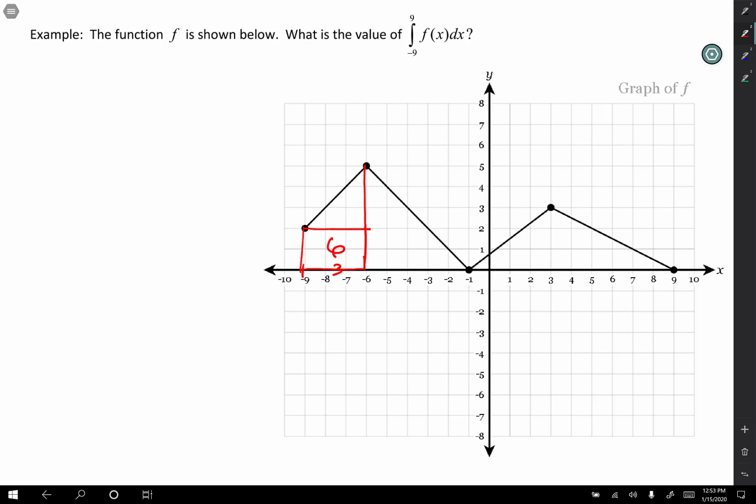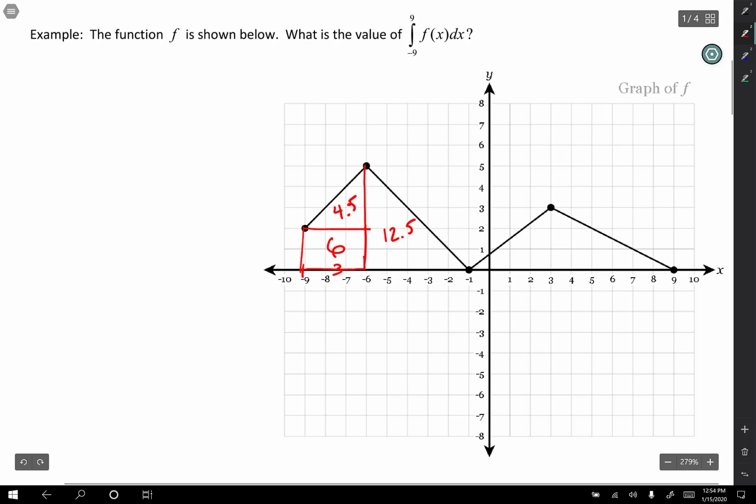All right, so now let's see. 1, 2, 3, 3 times 1, 2, 3. 3 times 3 is 9. 9 divided by 2 is, excuse me, I'm going to put it as 4.5. And then let's see, 1, 2, 3, 4, 5. 1, 2, 3, 4, 5. 5 times 5 is 25. 25 divided by 2 is 12.5. So those are the areas.